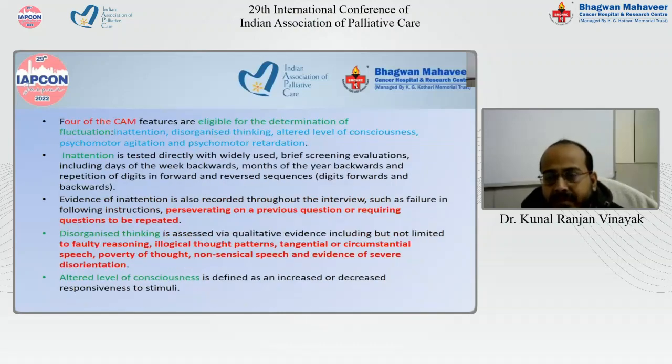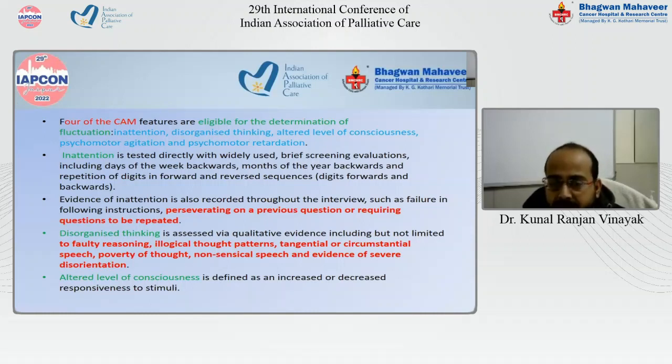Four of the CAM features are eligible for determination of fluctuations, which include inattention, disorganized thinking, altered level of consciousness, and psychomotor agitation and retardation. Inattention, as we know, can be tested directly by asking the patient to recall the days of the week backward or months of the year backward, or repetition of the digits in forward and reverse sequence. It can also be observed during the interview if the patient is perseverating on a previous question or requiring questions to be repeated. Then disorganized thinking.